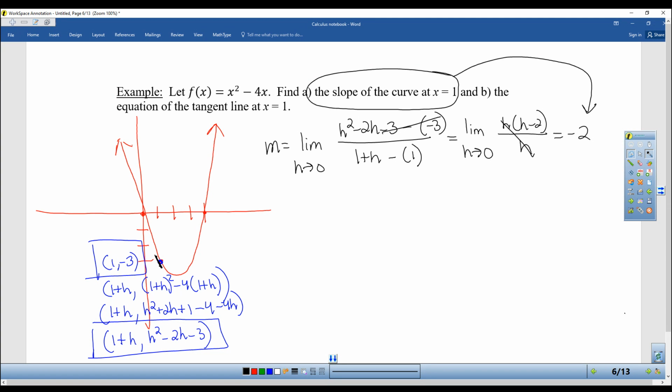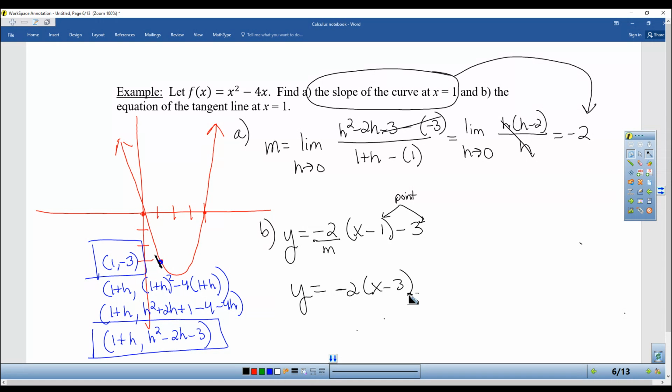Now I want the equation of the tangent line. Remember, for the equation of the tangent line, start here. You just need slope and then x minus the point. Okay? So you need your slope and then x minus the point. So x minus 1, y minus (-3). Okay? There's your point. And now I have the slope, the negative 2. Done. Box it. I'm not going to box it. I made it too messy. I'm going to rewrite it.